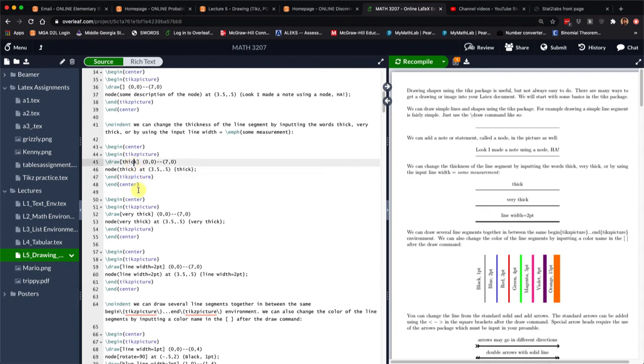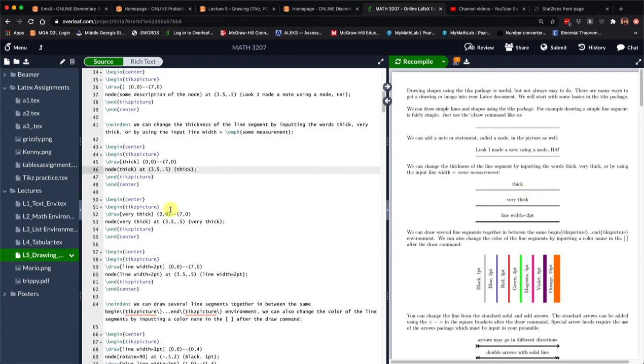I drew the line thick, put the thick command in the square braces, and then made the same line. And I did a node, and I named it thick so that I remember that's what it was. I put it at the midpoint of that line segment, just a little bit above it. And notice that when I do a node, I have to end with a semicolon. That's how you know that you're done with that part, and it goes with the previous line. So it's important that you end these things, and we'll see that in a minute when we do some other ones that have more than one line in the same picture. So that was my thick line.